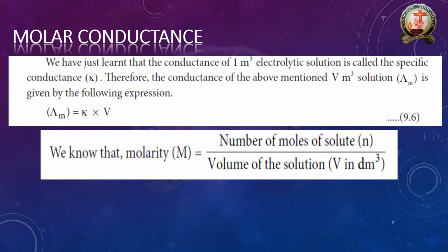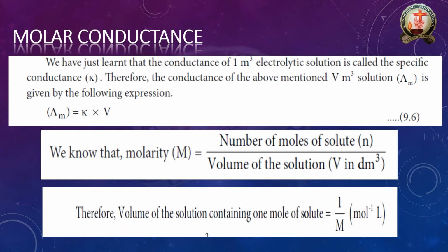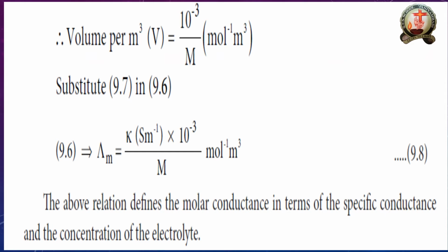The volume of the solution we are going to identify in terms of molarity, the mole concentration. Molarity is equal to the number of moles of the solute divided by the volume of the solution. You know this, and you read it in your 11th standard also. Therefore the solution containing 1 mole of solute has a volume of 1 by M liters per mole. This is a molar concentration, in units of liter per mole. The simple unit, you can understand this.